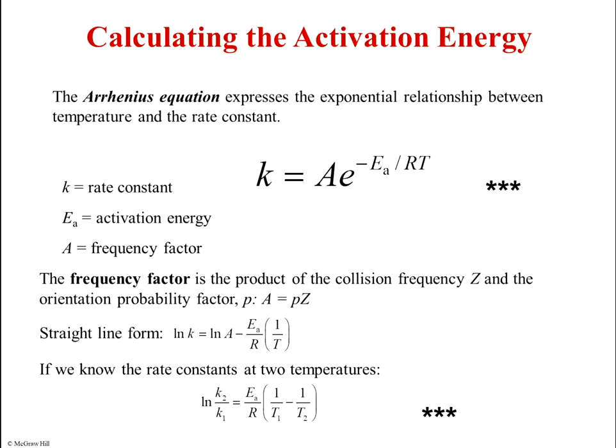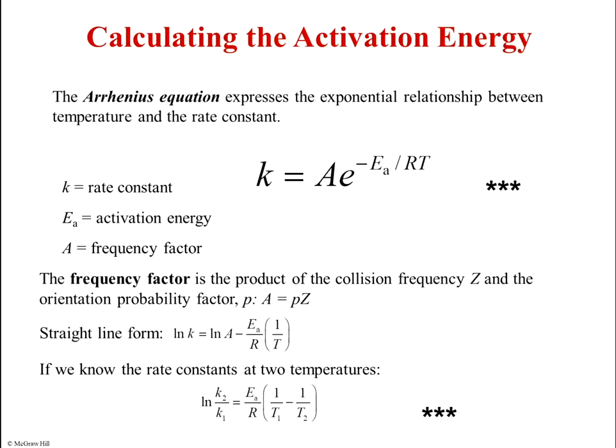The rate constant is equal to A, which is called the frequency factor or the Arrhenius frequency factor or the pre-exponential factor, times e to the minus E sub A, that's the activation energy, over RT. R is the gas constant and T is the absolute temperature. So R in this case will be in units of joule per Kelvin mole if our activation energies are in joules per mole.